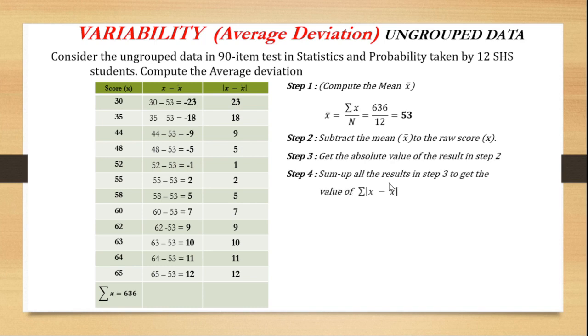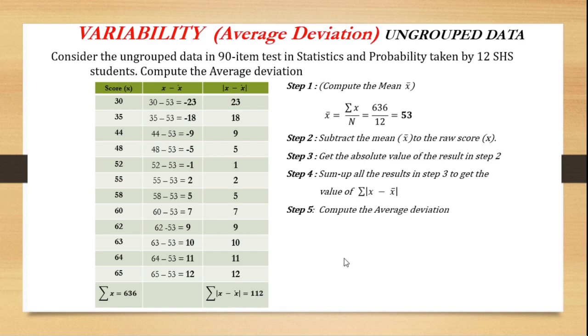Step 4: sum up all the results in step 3 to get the value of the summation of the absolute value of x minus the mean. It means that all of the numbers in column 3 will be added. If we sum all of these, we have the summation of the absolute value of x minus the mean, which is equal to 112.